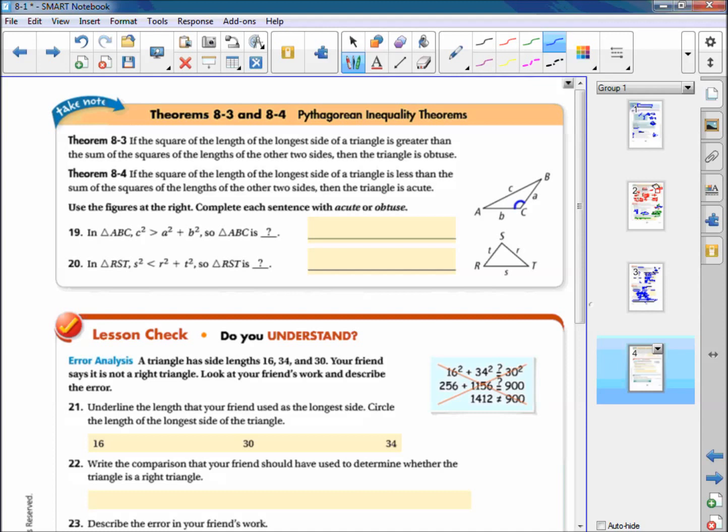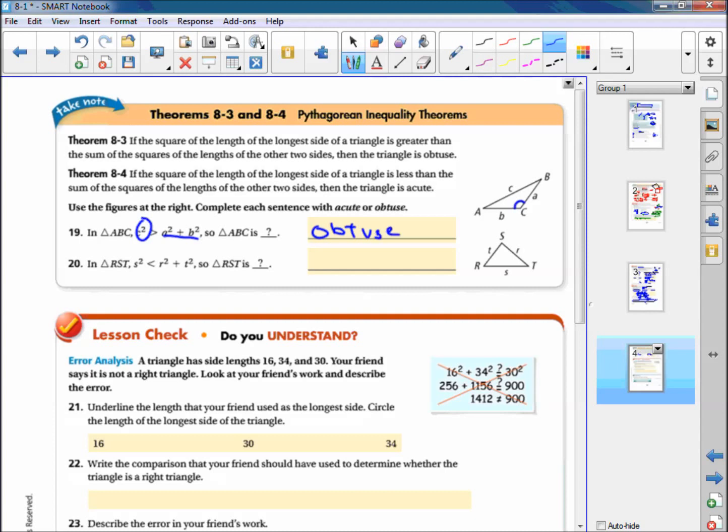And if it's bigger than the other 2 put together, then it's an obtuse triangle. Okay. Theorem 8-4 says, if the square of the length of the longest side of a triangle is less than the sum of the squares of the other 2 sides, then we have an acute triangle. All right, so let's take a look at this in words here, or math symbols. So in triangle ABC, the biggest side squared is bigger than the other 2 sides squared. So triangle ABC is going to be an obtuse triangle.